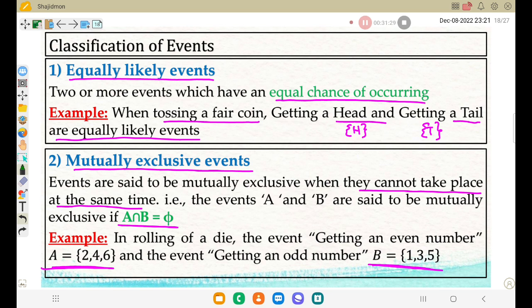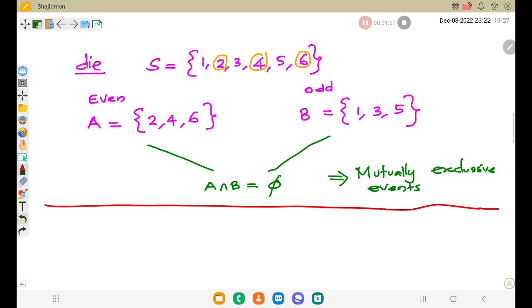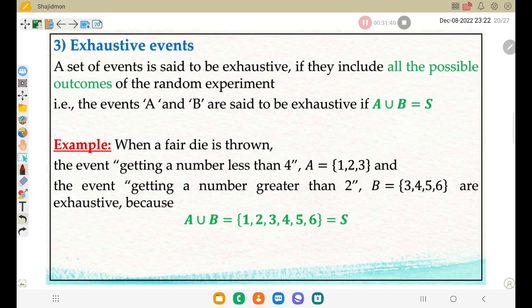So this is the simple example for understanding that one. Just check A intersection B. If you are getting A intersection B equal to empty set, then it is mutually exclusive. Hope you understood that one. Now, exhaustive event. What is the meaning of exhaustive event?